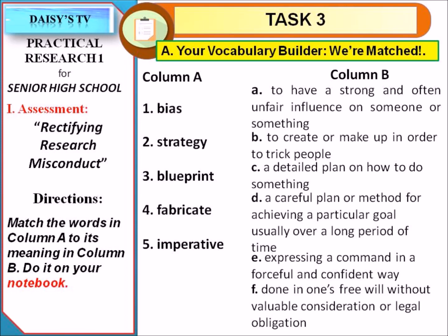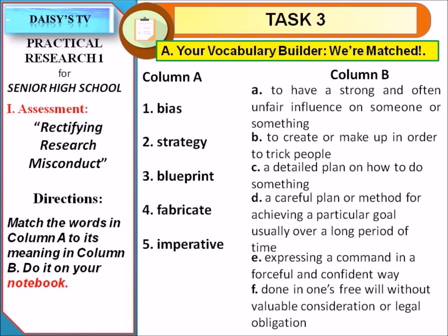A. Your vocabulary builder, word match. Directions: match the words in Column A to its meaning in Column B. Do it in your notebook. In Column A, we have 1. Bias, 2. Strategy, 3. Blueprint, 4. Fabricate, and 5. Imperative. While in Column B, we have A.